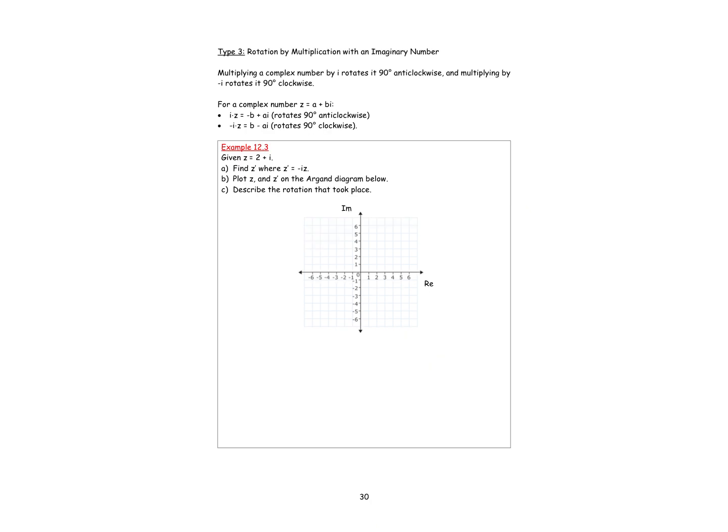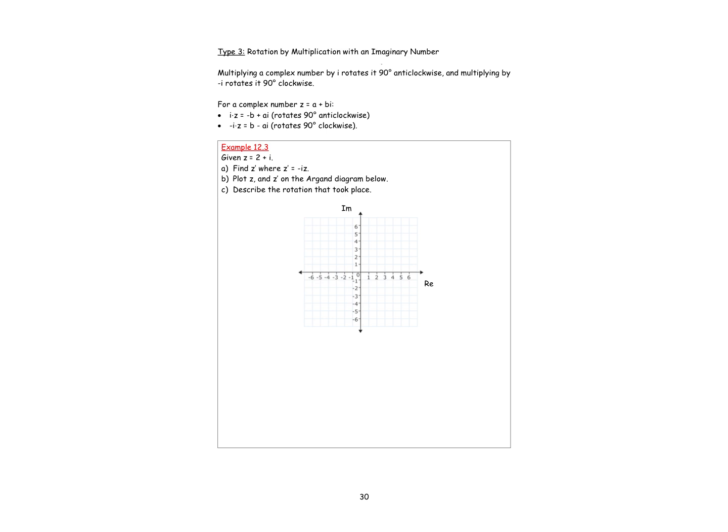The last type of transformation we need to look at is rotation. Multiplying a complex number by i rotates it 90 degrees anti-clockwise, and multiplying it by -i rotates it 90 degrees clockwise. So for any complex number z, which is a plus bi, if you multiply it by i, it rotates 90 degrees anti-clockwise, and we'll be left with -b plus ai. If we multiply it by -i, we'll be left with b minus ai, which rotates 90 degrees clockwise.